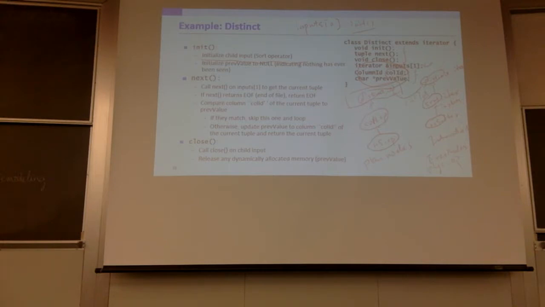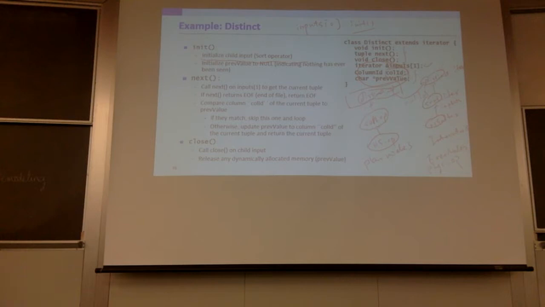So once you finish that, you initialize your own internal state. Like here in the distinct, you basically initialize the previous value to null, right? Because you have not seen anything at this point. So anything that compares to null is not equal, which means you will always produce the first record, which is correct. That's init.